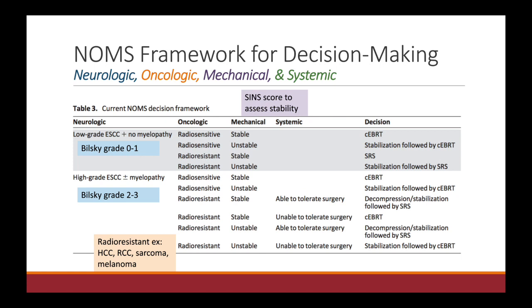So the table kind of helps you go through the decision framework, and at the end they have a recommendation as to what treatment to pursue based on the patient's factors. So neurologically, is it a low-grade compression, and do they have symptoms of myelopathy? Oncologically, are we dealing with a radiosensitive or a radioresistant tumor? And examples of radioresistant tumors include hepatocellular, renal cell carcinoma, sarcoma, and melanoma.